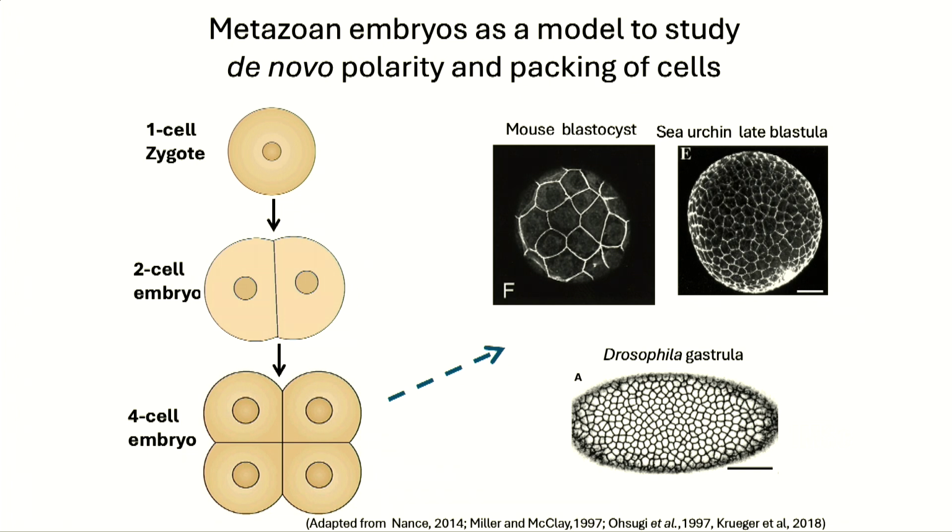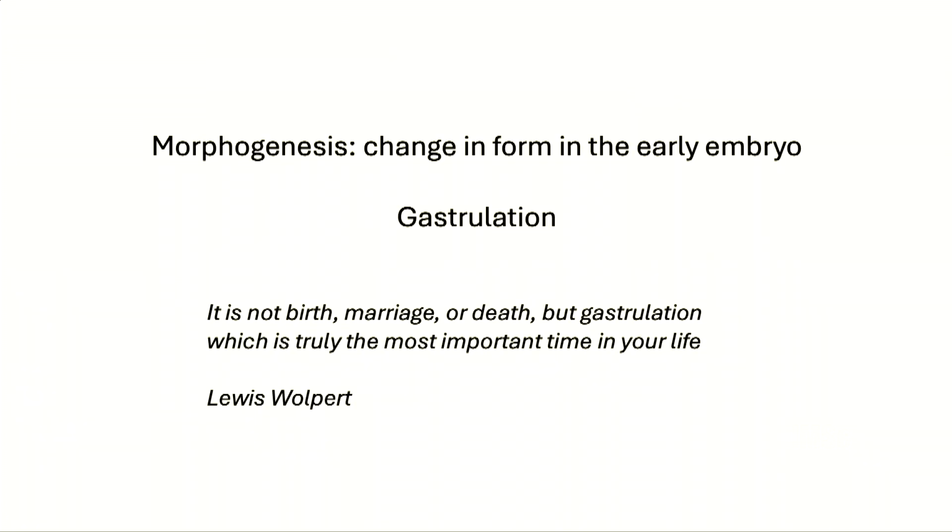What we want to understand is, what are the shape changes which occur when the layer becomes 1 to 2 layers. So, morphogenesis, change in form in the early embryo, and what we are going to look at are changes in shape which occur during gastrulation. Louis Wolpert said this very nicely because he studied this process a lot. It's not birth, marriage or death, but gastrulation which is truly the most important thing in your life, because that is the first time you become a double layered embryo.